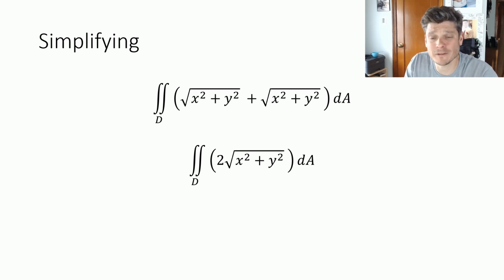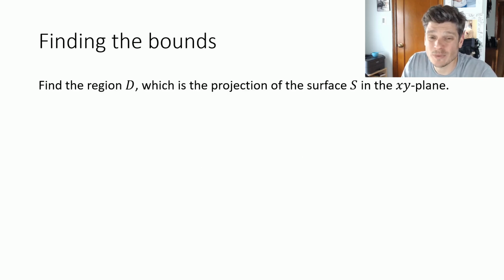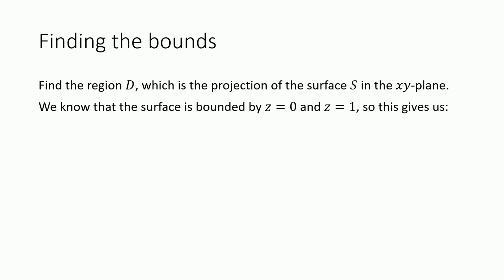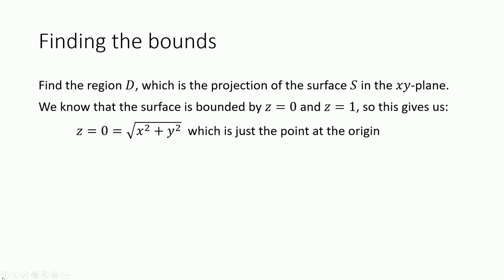Now that everything's simplified, and that's my integral that I need to actually evaluate, I need to know my bounds. And so I need to find my region D, which is going to be the projection of that surface S in my xy plane. Now, I know that that surface is bounded by z equals 0 and z equals 1. So when I plug those in, I'm plugging those in for z. So z is really that function, the square root of x squared plus y squared.